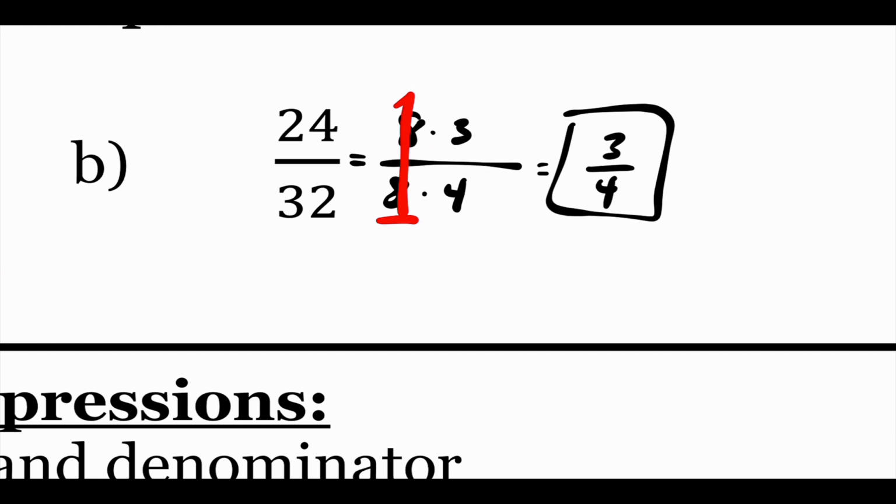The difference today is that some are going to be what we call monomials, some are binomials, some are trinomials.